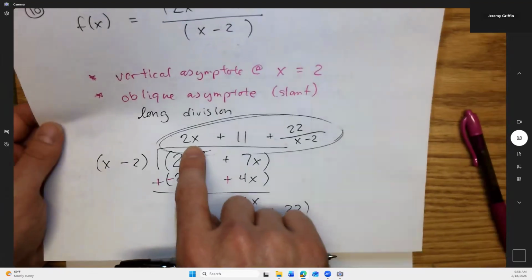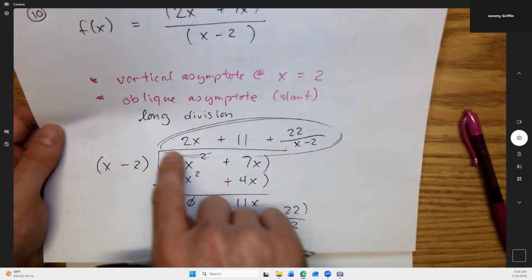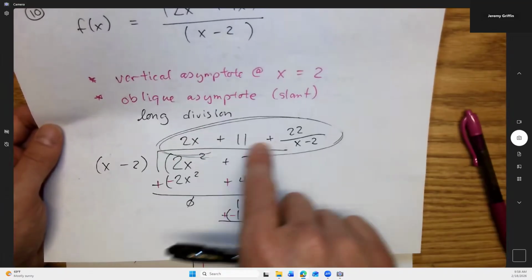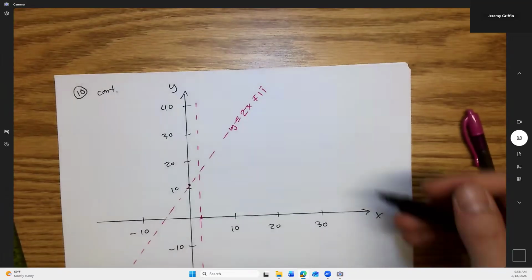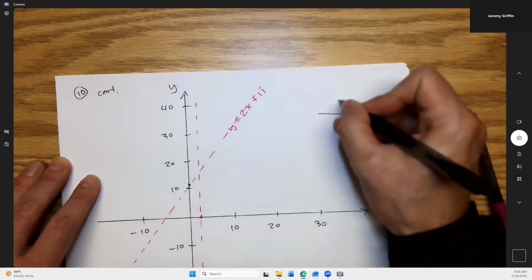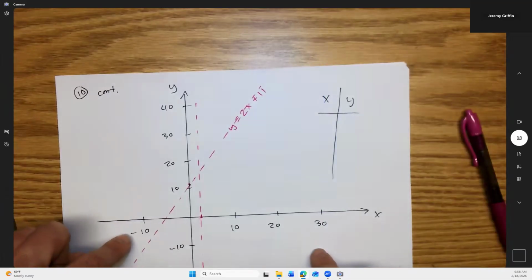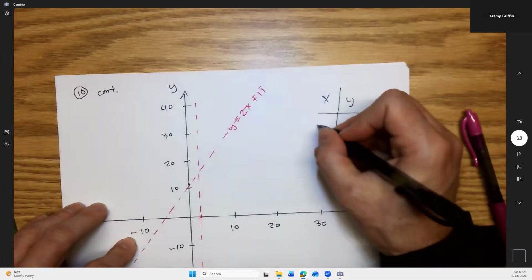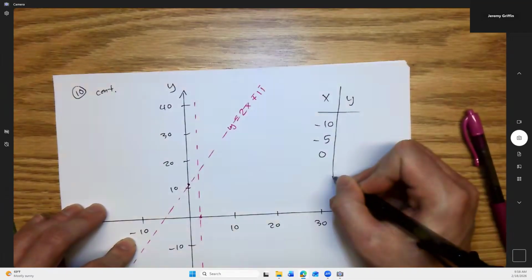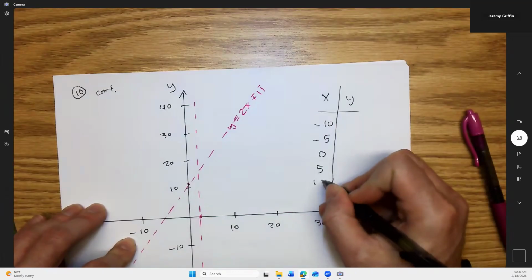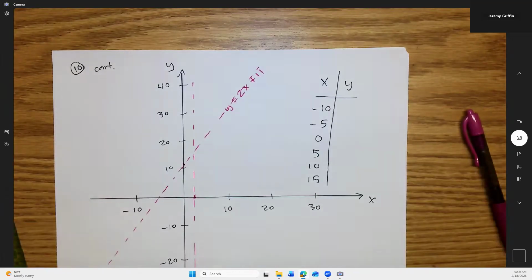That's really what we're interested in. If you let x go to 1,000,000, then it's going to follow just 2x plus 11, and this last bit is going to be less relevant. Okay, so let's get some values here. XY table. How about -10, -5? Let's plug in 0, see what happens. Let's go 5, 10, and 15. I think that would be a good set.